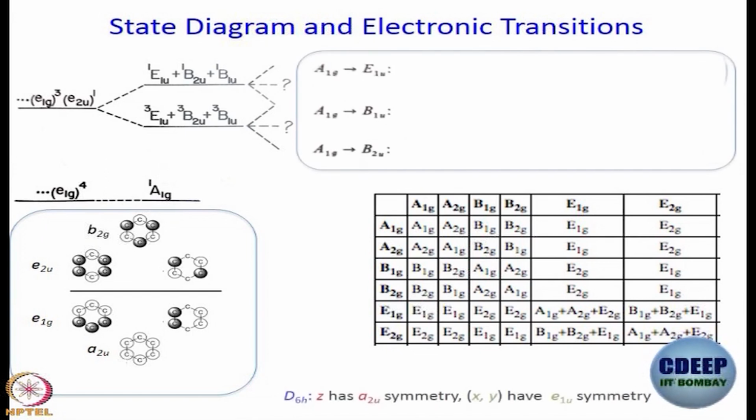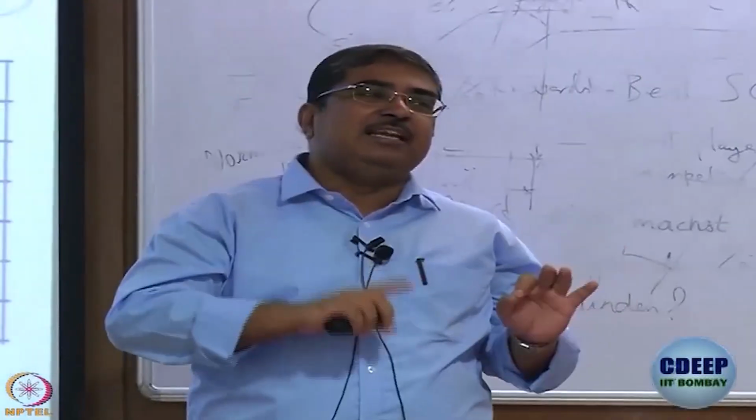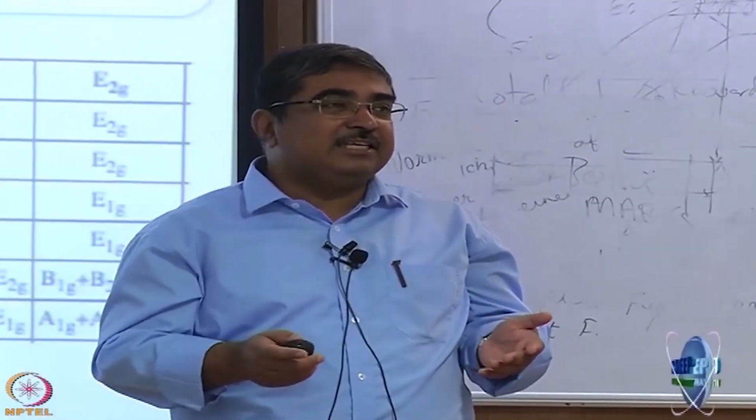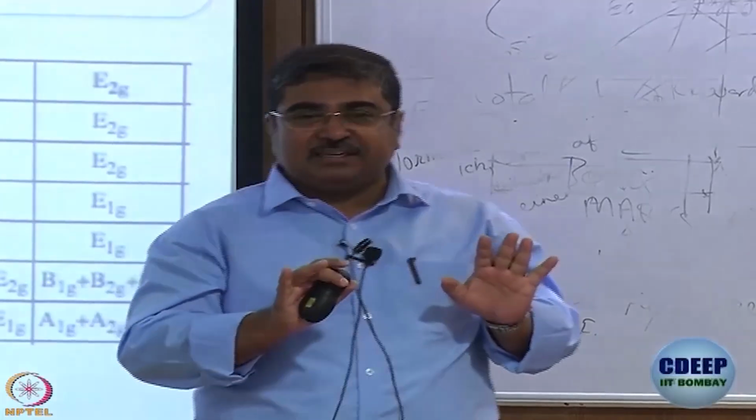Now the next question to ask is, which of these transitions are allowed? Your ground state is A1G, and of course the ground state is singlet. So only singlet to singlet transitions will be spin allowed. We are only talking about orbital allowedness or orbital forbiddenness at the moment, so the implicit assumption is singlet to singlet transitions, because the ground state is definitely not triplet. Singlet to triplet transitions will only occur if there is strong spin orbit coupling. We are not talking about that at the moment.